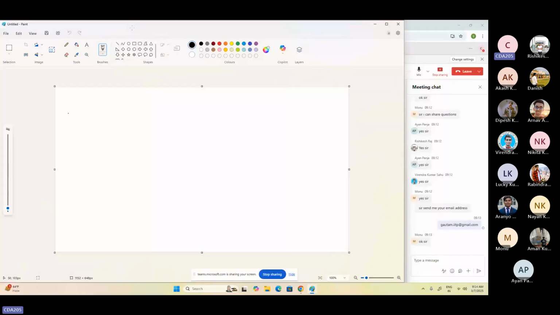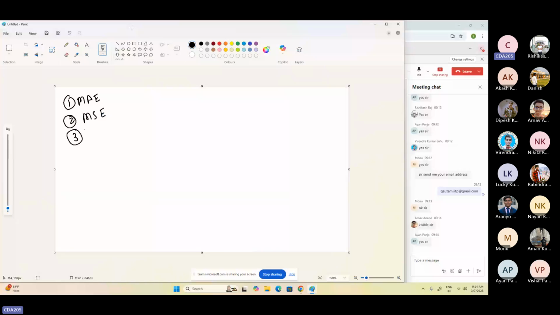In the last tutorial class, we have seen all the regression metrics. That is the MAE, then the MSE, then the root mean square error, then the fourth one, the R2 score, then the adjusted R2 score, and the relative mean square error. All these things we have seen.